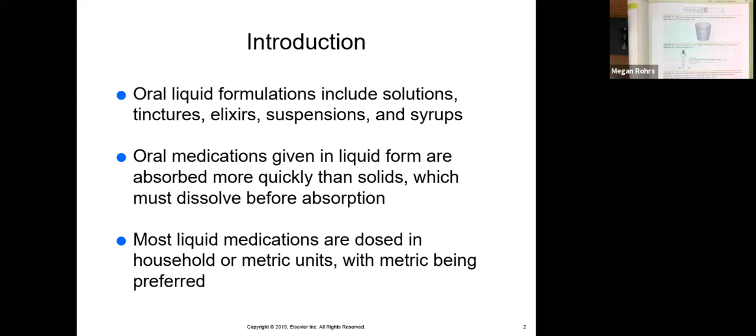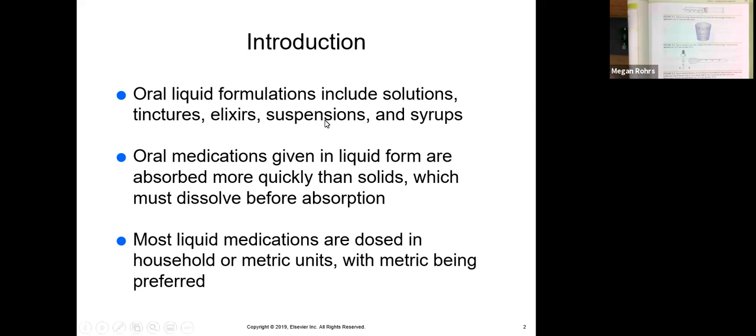We can have solutions, tinctures, which a tincture is basically a concentrated herbal extract. I know CBD is very popular now, so you have CBD tinctures. You may have heard of those before. Elixirs, so those are going to always have an alcohol base. Suspensions, I'll show you an example of an oral antibiotic suspension here in just a little bit.